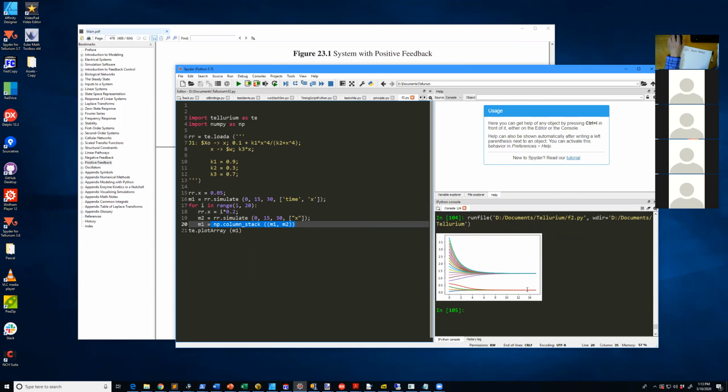So the x-axis is time, y-axis is x, and you can see I'm starting x at many different conditions. There's 20 of them. And the thing you should notice is that some of them, the low ones, end up at a low steady state, and the higher ones end up at a higher steady state. So this system actually has two steady states, a low state and a high state.